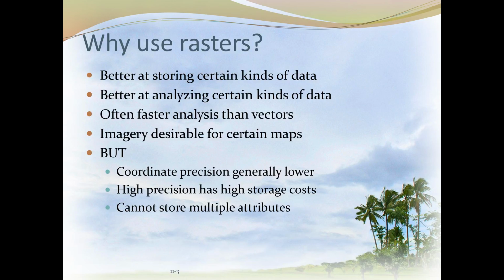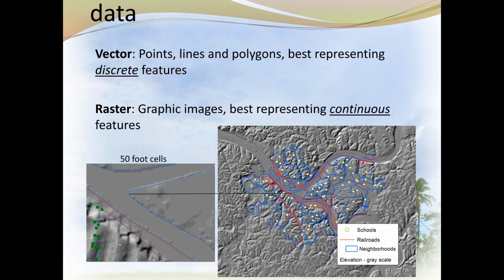Unless you are dealing with big data, it's not a huge thing here. Imagery is desirable for certain maps, but the coordinate precision is generally lower, and high precision has high storage costs. That's a trade-off, and a raster cannot store multiple attributes. So that was the issue.